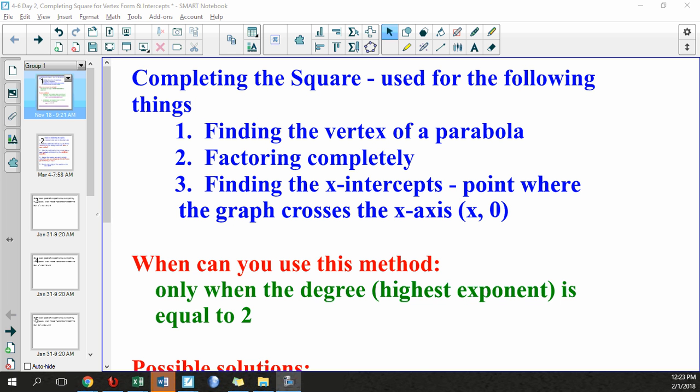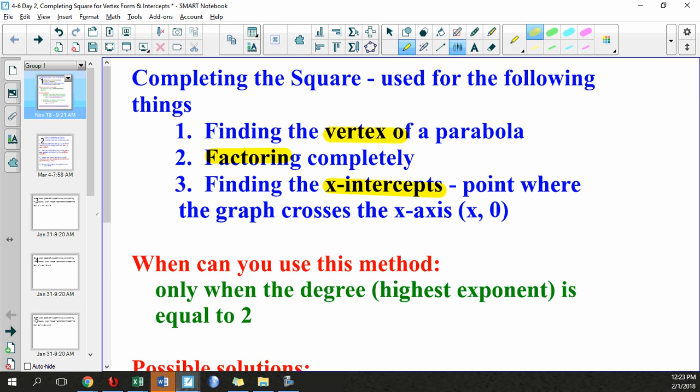Okay? Now, completing the square. It's used to find the vertex, it's used to factor, and it's used to find the x-intercepts. The first thing you need to know. We are going to be focusing on finding the vertex and finding the x-intercepts today. That's our two goals, okay?